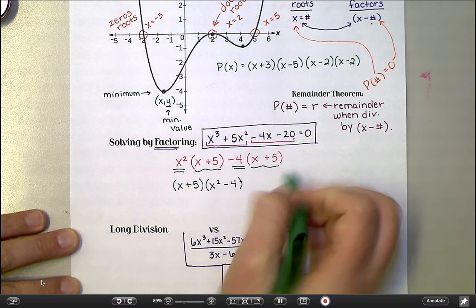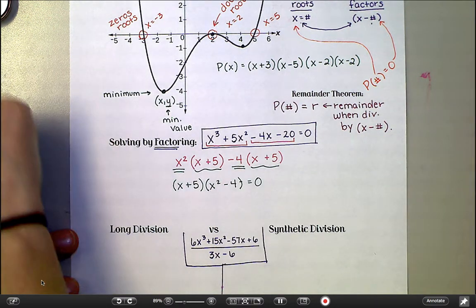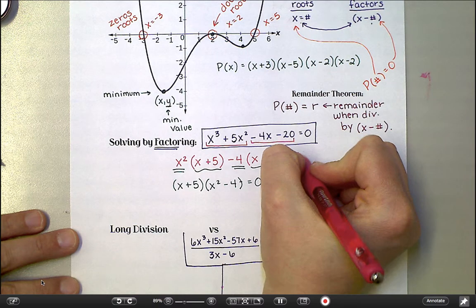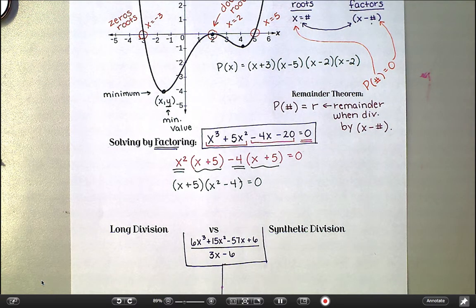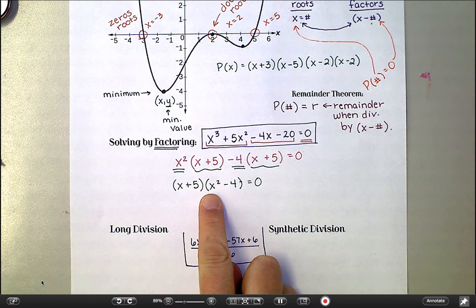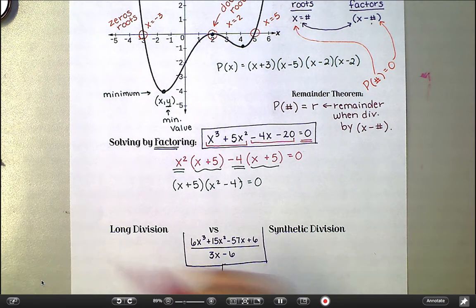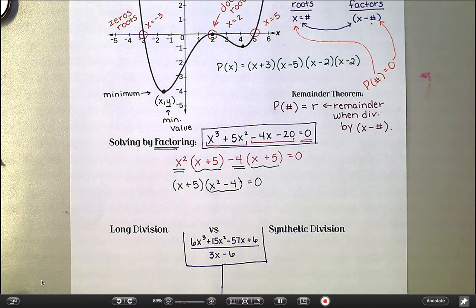Whoops, I should have had this up here as well. This whole thing is still equal to 0 from up above. Okay, so from right here, we have the whole thing equal to 0. There is one more type of factoring I can apply here. I can split this up a little bit more, into smaller pieces. This x squared minus 4 is what's known as a difference of two squares, and that's going to be an important one for you to be able to recognize.